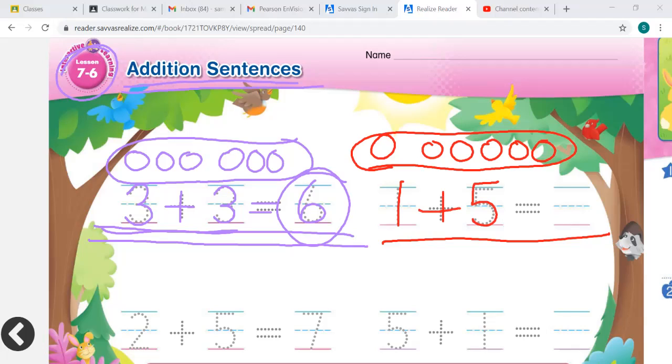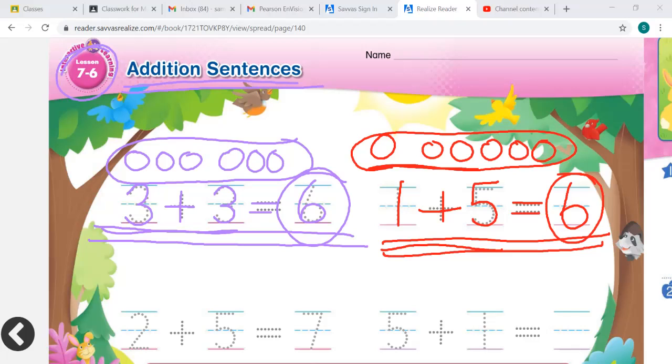So we have 1 rabbit in one group, and we have 5 in another group, and we want to join them, so we add our plus sign. 1 plus 5 equals 6. 6 is the sum. That shows how many in all. So our addition sentence is 1 plus 5 equals 6. Okay, let's continue and do another problem.